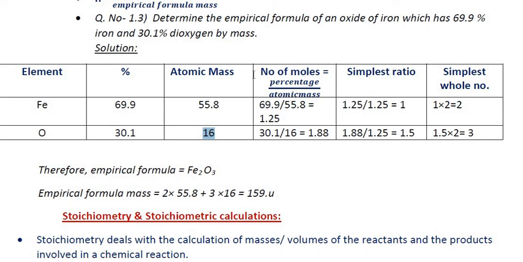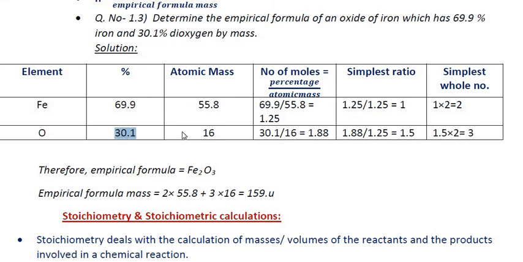Now the fourth column is the calculation for the number of moles. We will calculate the number of moles from these two data. How can we do it? Percentage is given as 69.9. What does it show? It shows that if we have 100 gram of a compound, then in 100 gram of the compound, 69.9 gram of it will be made up of iron. So percentage composition means this part. Suppose you have 100 gram of iron oxide, then in 100 gram of iron oxide, 69.9 gram will be iron and 30.1 gram will be oxygen.